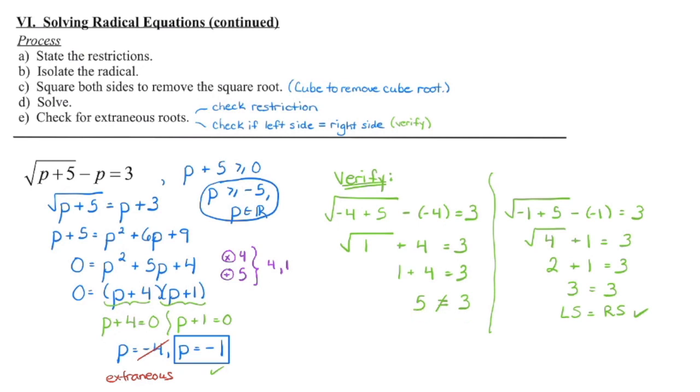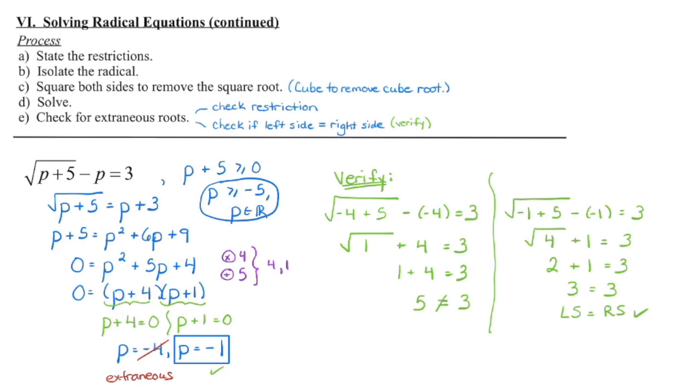So check your work here, beginning with the restriction. So that radicand p plus 5, we're going to set that greater than or equal to 0. And so when you isolate that variable, p must be greater than or equal to -5. So both of those fit that, which is why you need to actually substitute them back in to catch if there are potentially any extraneous ones.